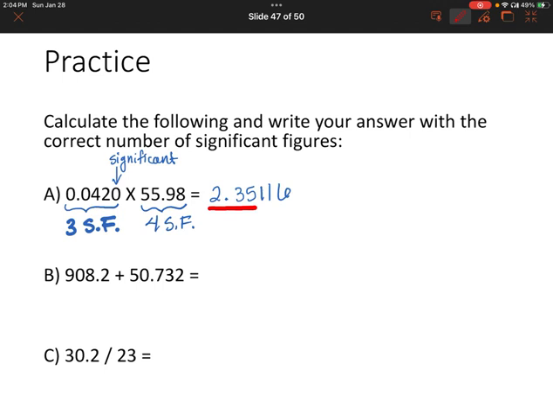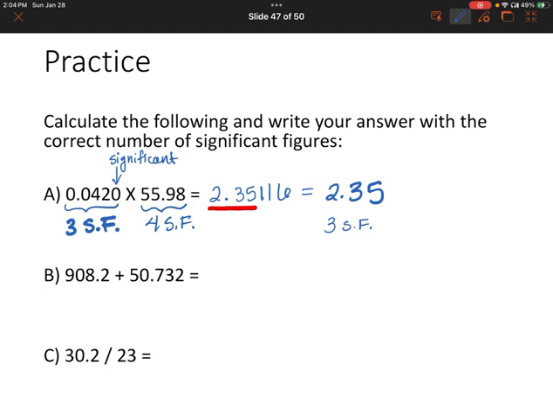Now, do we need to round up? Nope. The next digit is a 1, which is less than 5. So our final answer is 2.35, which gives us 3 sig figs. Now, the next example is addition. Now remember, with addition and subtraction, we don't really care about how many sig figs each value has. We care more about the number of decimal places, right?